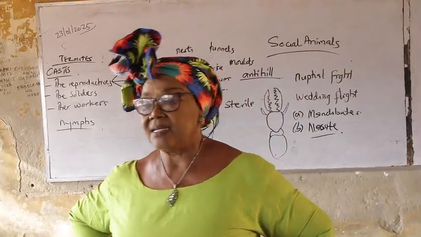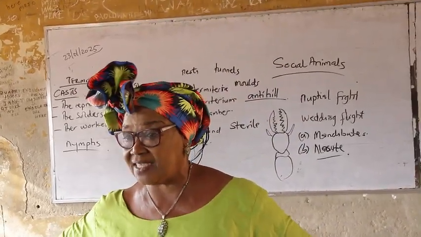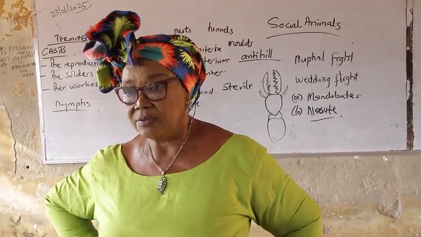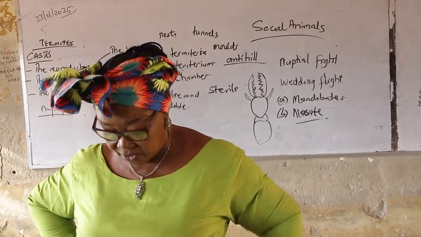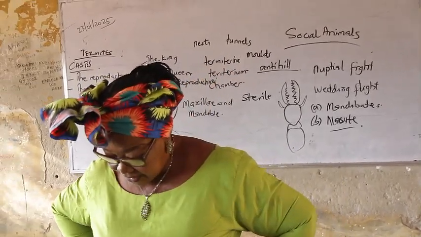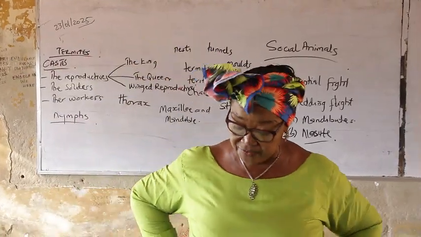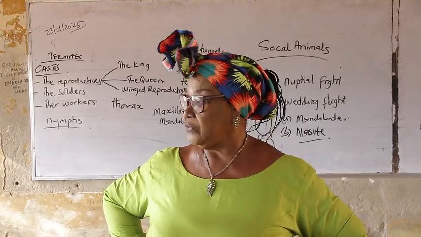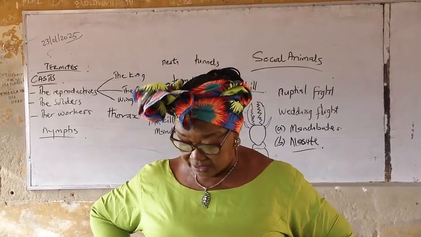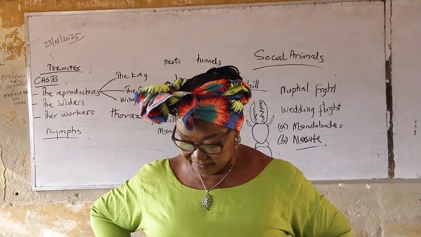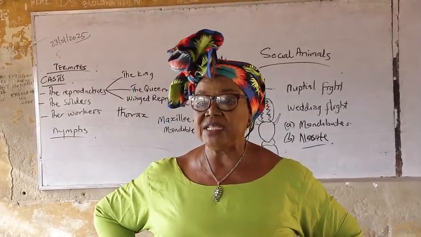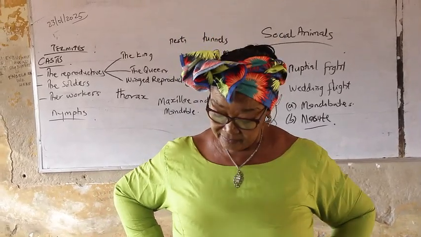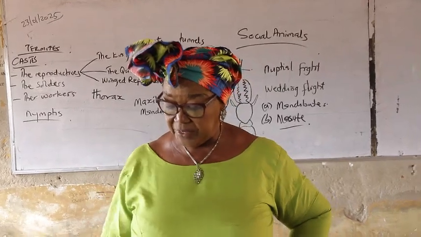Point number next, nuptial or wedding flights. Nuptial, N-U-P-T-I-A-L, wedding flights lead to the formation of new termitarium or new colonies. Protection of many young ones ensures survival.